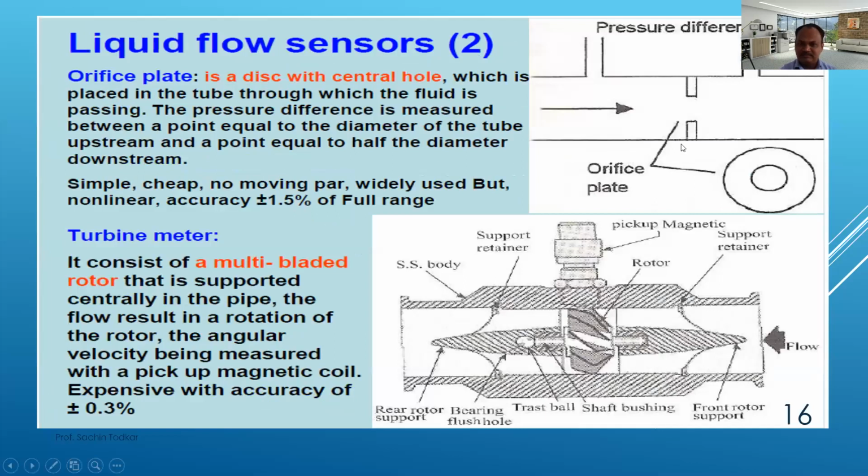This is an orifice plate. We know an orifice plate is nothing but a washer kind of thing. And a turbine meter is a multi-bladed rotor which rotates due to the flow, and with the help of that particular speed of rotation, angular velocity, we can measure the flow of that particular fluid.